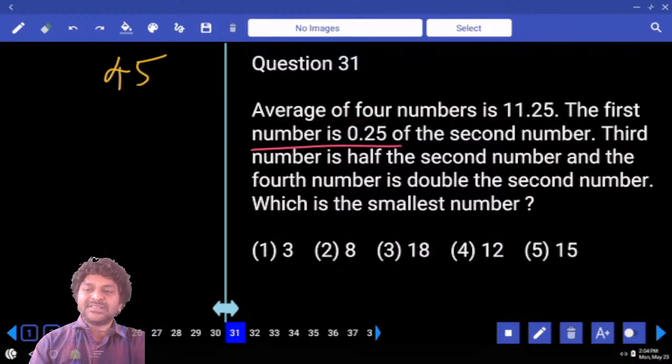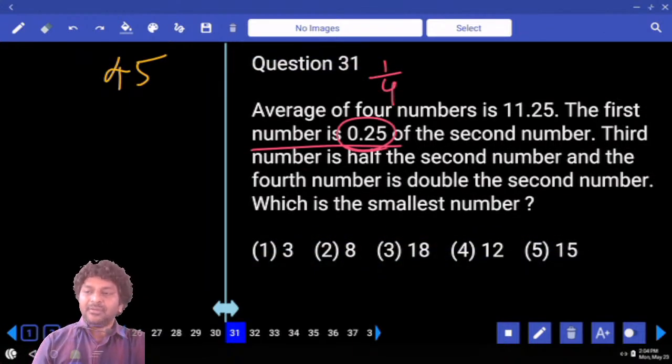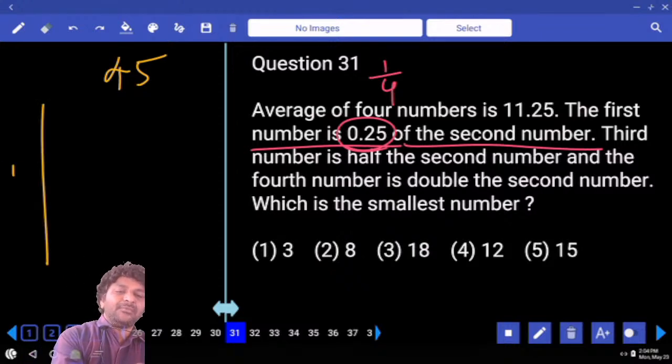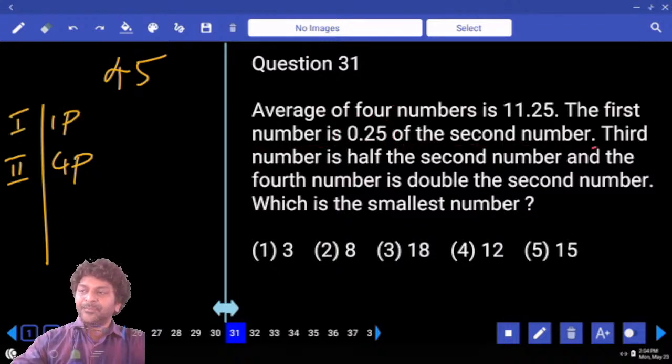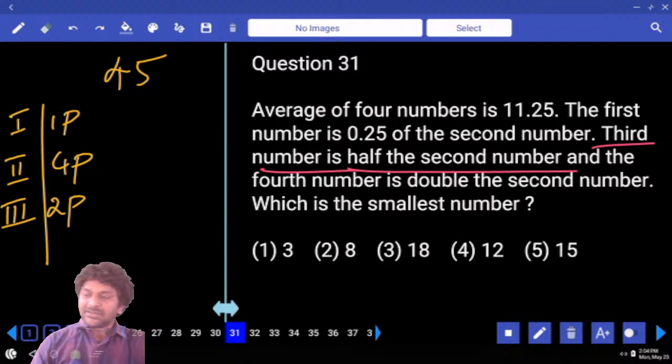The first number is 0.25. 0.25 in the sense 1 by 4, 1/4 of the second number. That means if the second number is 4 parts, then the first number is going to be 1 part. Next, the third number is half of the second number. So half of the second number is 2 parts.